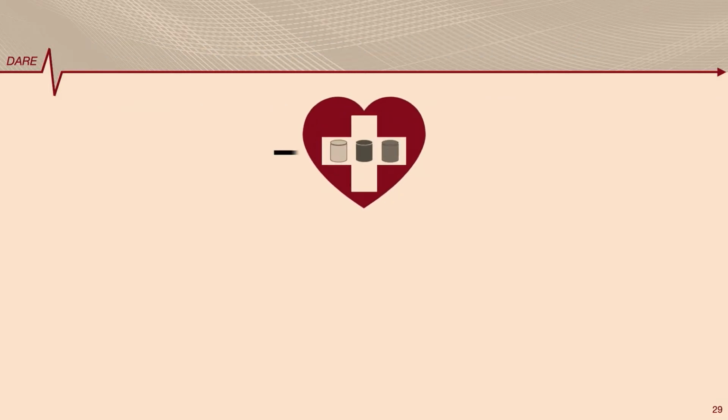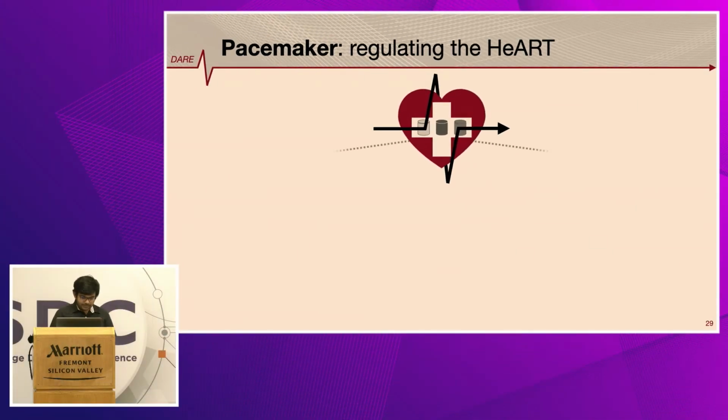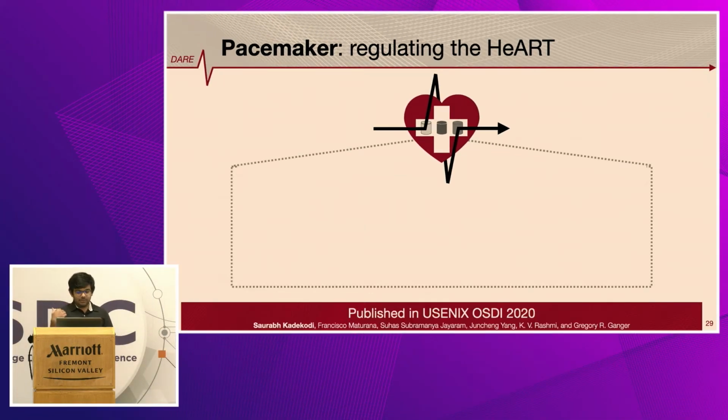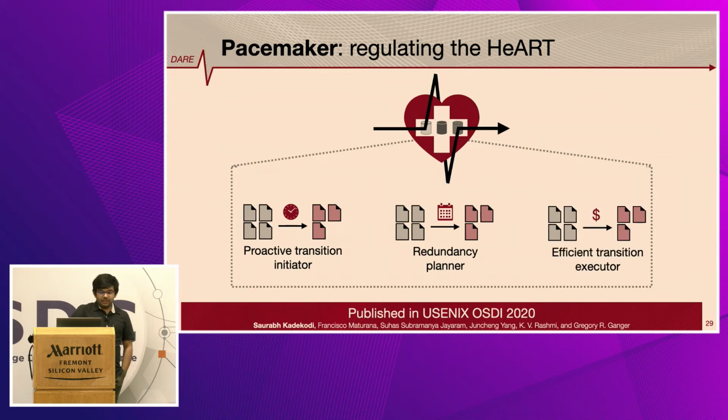And so we developed Pacemaker, which does the job of efficiently regulating the heart. Pacemaker was published in OSDI 2020. It also has 3 components: a proactive transition initiator, a redundancy planner, and an efficient transition executor. I'm going to explain these 3 components as well.